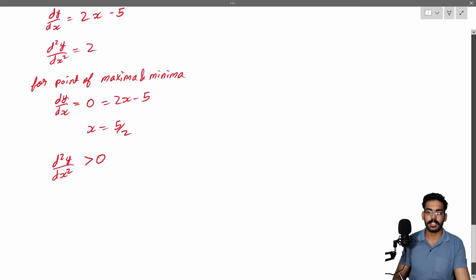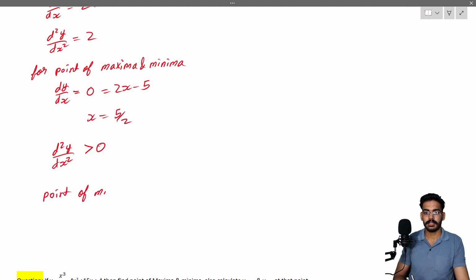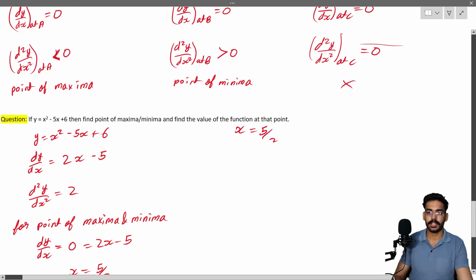So we got a minima point. So what we got is, this is the point of minima. Okay, got it? So what we can say is, we got the x value 5 by 2. So at 5 by 2 it will be minima.